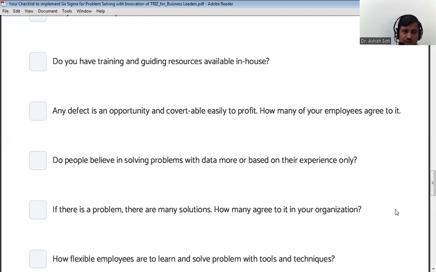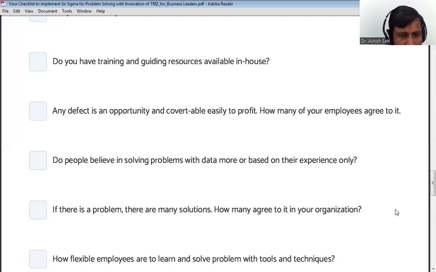If you are not taking defects as an opportunity, and you are going to hide your defects, then you are going to be at a loss in the long run. So be careful. A defect is an opportunity. Remember it, keep it in your mind. Wherever a defect comes, you are supposed to attack the defect and convert it into profit. Do people believe in solving problems more with data, or based on their experience only?